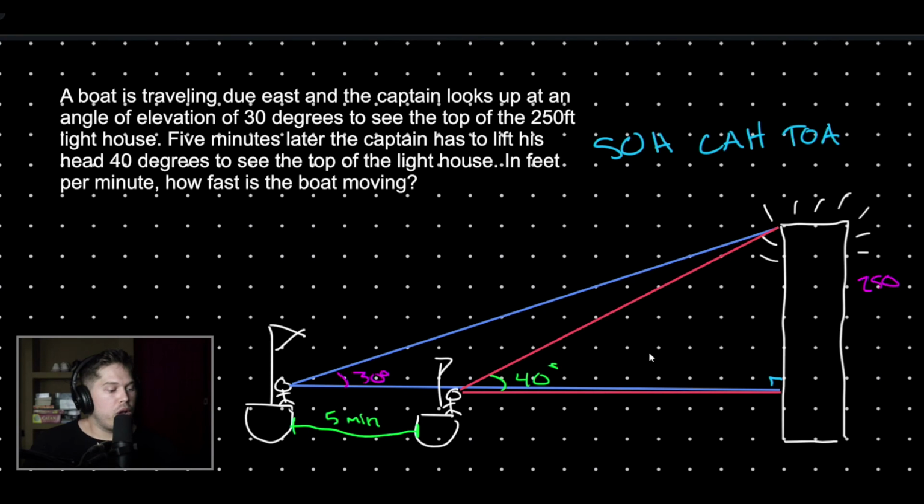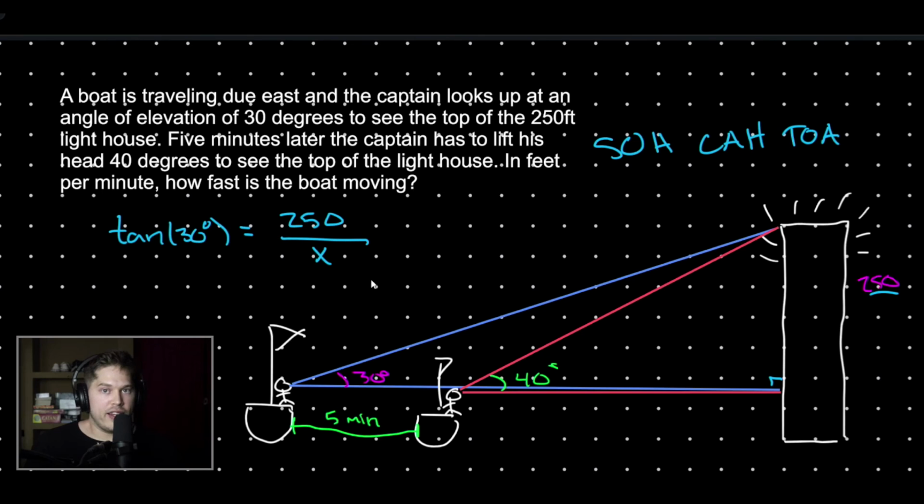We have our opposite. We know that the tower is 250 feet tall. What we're looking for is our adjacent. So look at this, yet another tangent problem. For our first portion, for our blue, we have tangent of 30 degrees is equal to our opposite, 250, over our full distance of our unknown x.